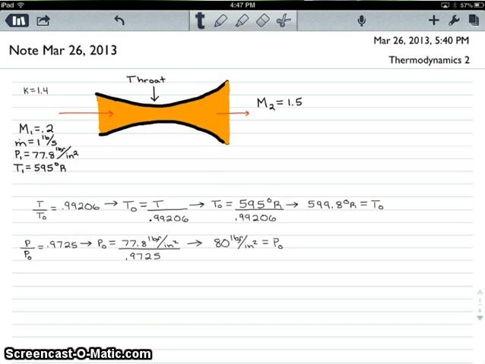Now from table 9.2, we know with a Mach number of 0.2 that T divided by T naught equals 0.99206 and P divided by P naught equals 0.9725. Now I'll show you the table where you can find those numbers.